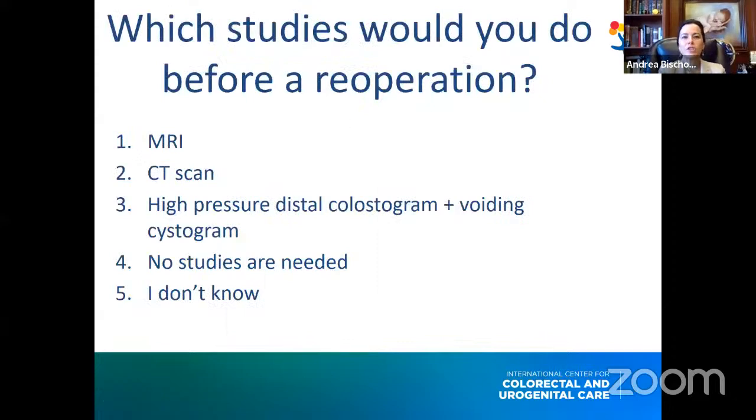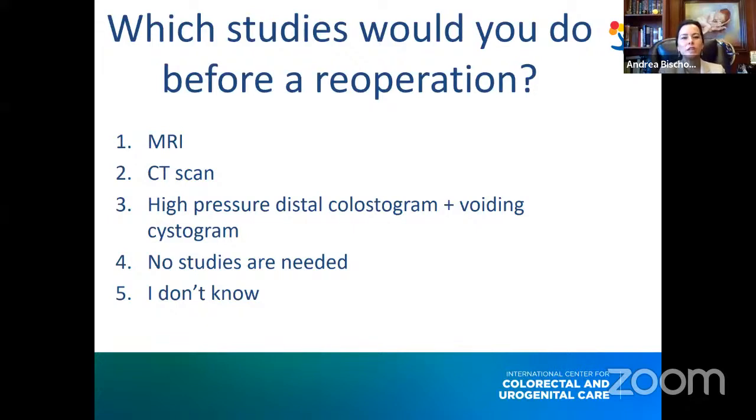So any questions about this case? I think one question that we could discuss is, where would you do the colostomy? So type in the chat, where would you do the colostomy?